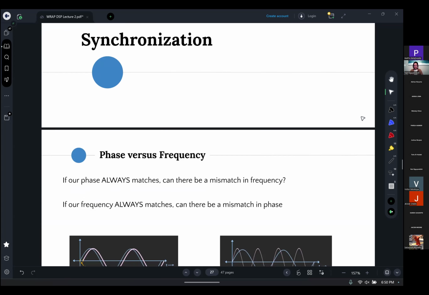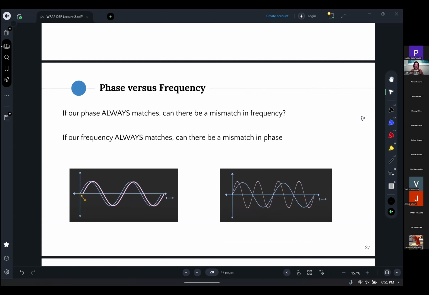So before I get into deriving the algorithm, I wanted to ask a question. This is a little bit of context for how our algorithm works. Say we have two signals, and they might be offset in some way. My question for you is: if the phase of the two signals always matches 100%, like we have a way to constantly adjust the phase in our signals, can there be a mismatch in frequency?